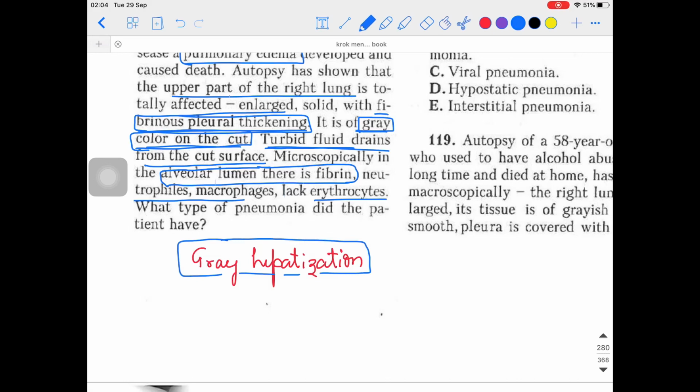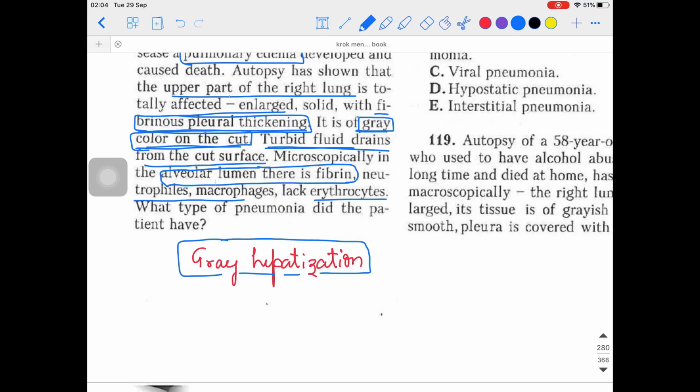Then the last stage comes. So first stage was the congestion edema, predominating in the first 24 hours. Second stage was red hepatization, 2 days. Third was gray hepatization, 4 to 6 days. In the red hepatization, which color will be appreciated due to red cells? Red color. In the gray hepatization, due to fibrinous suppurative exudate, there will be the gray color.